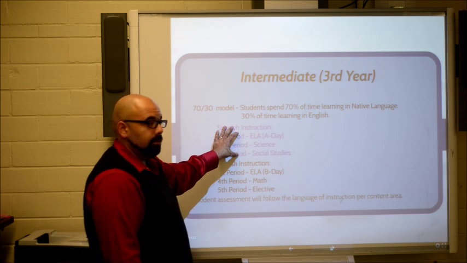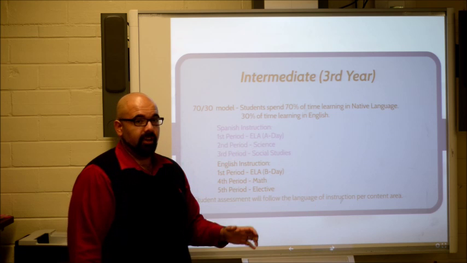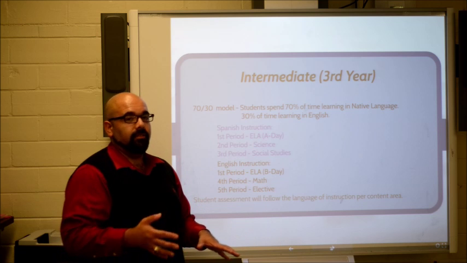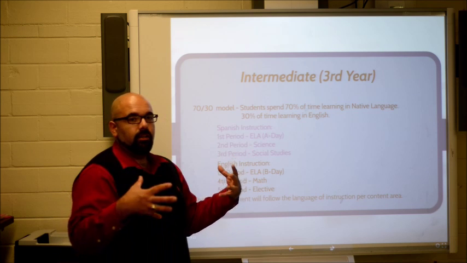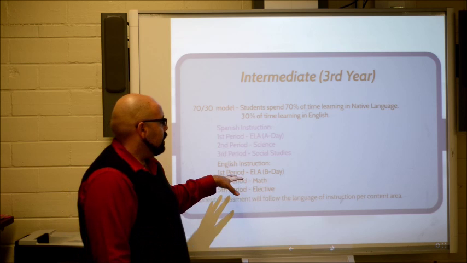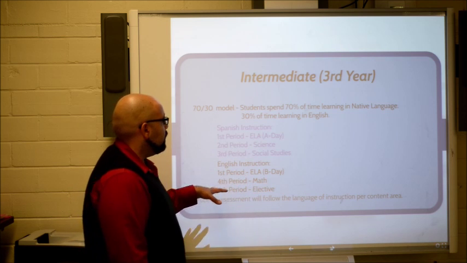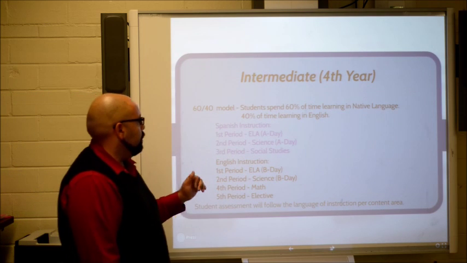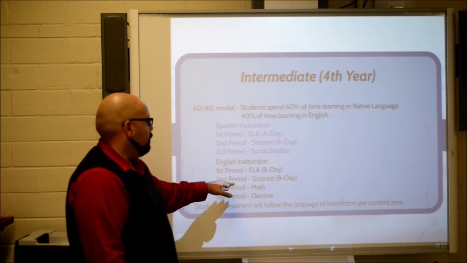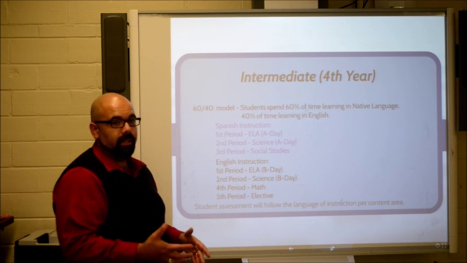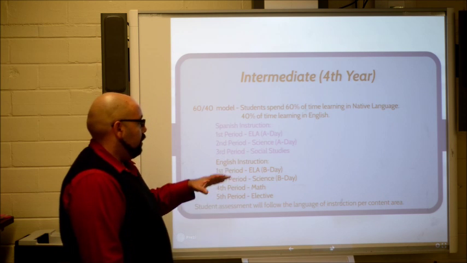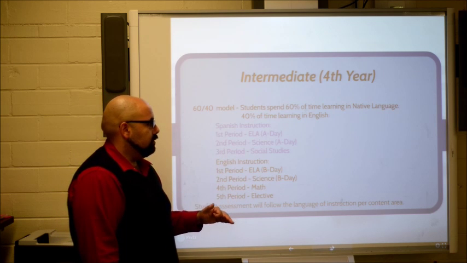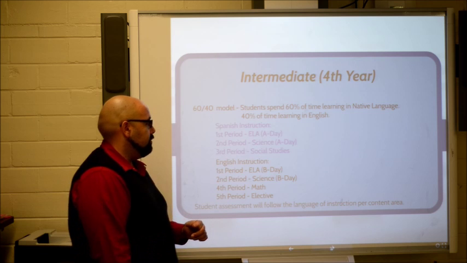So essentially, teacher number one would be spending the majority of her time with beginners, while teacher number two would be working mostly with intermediates and advanced in a more English dominant curriculum. And this moves up into fourth year, where it's more of a 60-40 model, and science is now also split A day, B day. Even in this model, student assessment will continue to follow the language of instruction per content area.